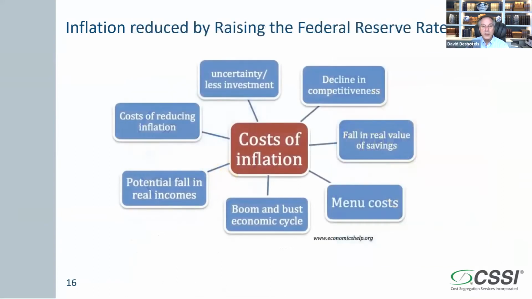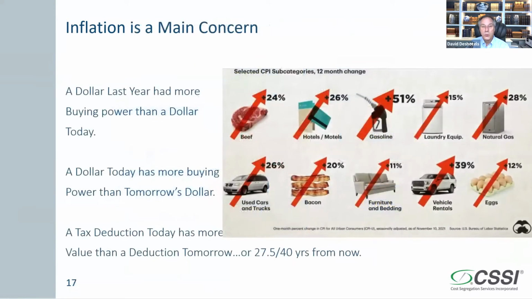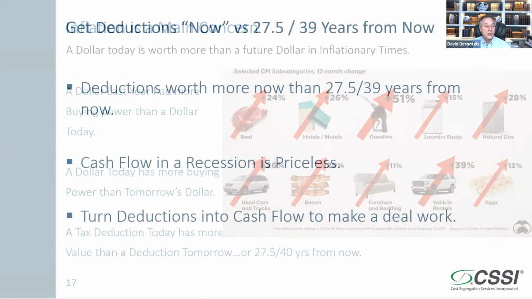So what's that mean to the people that own buildings? Well, cash flow is going down. It's more expensive to manage your building. That's why I'm telling people, cash flow is king. $1 today is worth more than $1 tomorrow. So get your cost segregation studies done. Do the study to generate cash flow and get those dollars today versus waiting for those cost segregation studies in the future where those deductions will not be worth as much.